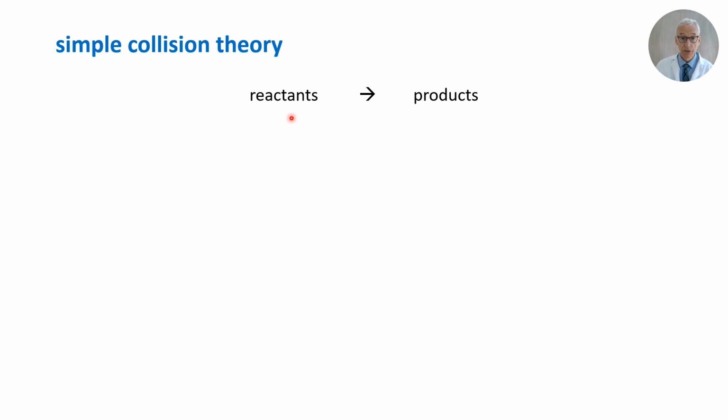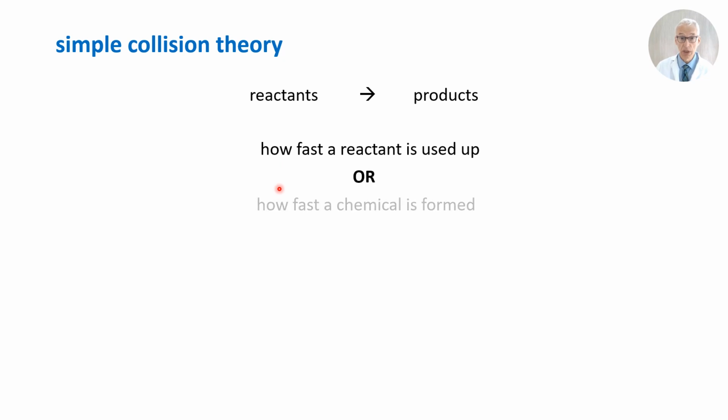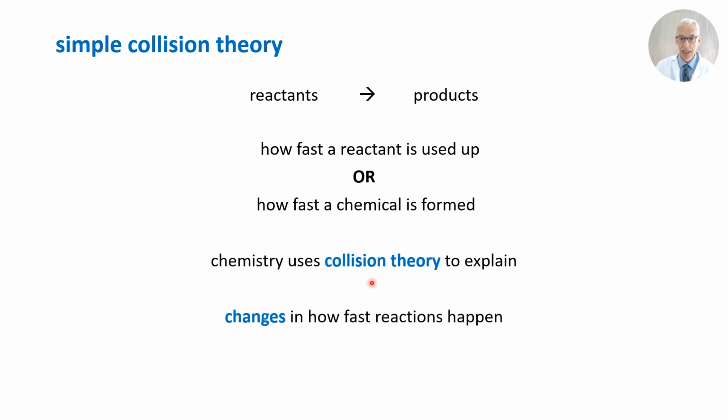Chemical reactions involve a change from reactants to products. The rate of reaction could be counted as how fast a reactant is used up, or counted as how fast a chemical is formed, how fast the product is made. Collision theory is used to explain changes in how fast reactions occur, that is, changes in rate of reaction.